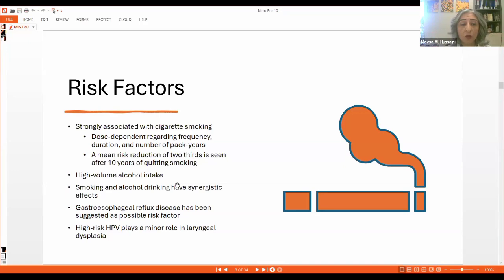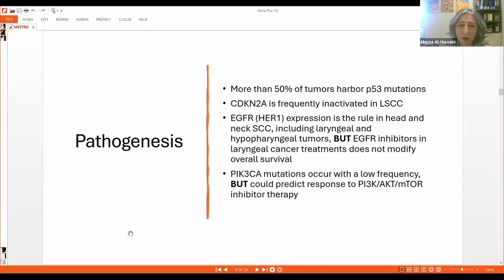This is also associated with a high volume of alcohol intake, and cigarette smoking and alcohol intake, if taken together, have a strong synergistic effect. Gastroesophageal reflux disease appears to be also associated with an increased risk for the development of laryngeal carcinoma. High-risk HPV does not play a major role, as opposed to other types of cancer in the head and neck, in particular in the oral cavity. In the pathogenesis, we know that in around 50% of cases the tumor is associated with P53 mutation.